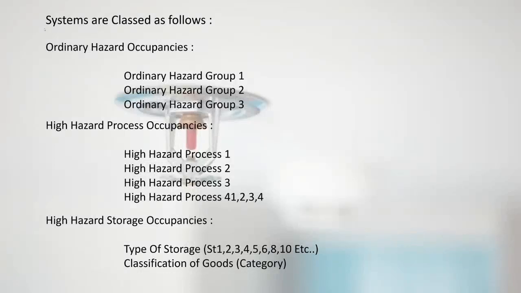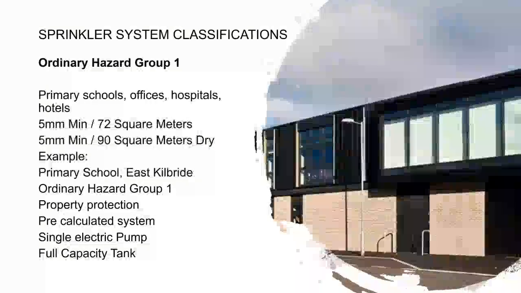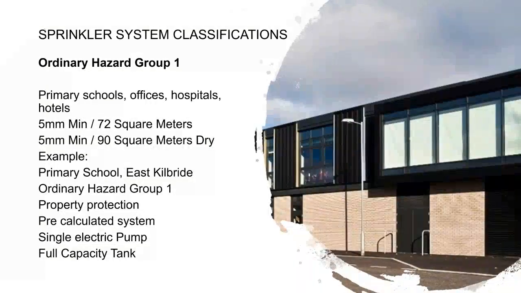You also need to know the classification of the goods, which you'll get from TB 217, which details out, for example, tins of beans in a box, etc. And we're going to run through this shortly. So for instance, what we have here: primary schools, offices, hospitals, hotels. If you're protecting them, you're looking at an ordinary hazard group 1 system. That would be classed at 5 millimetres a minute density, so that's the depth of the water on the floor, over an area of 72 square metres.